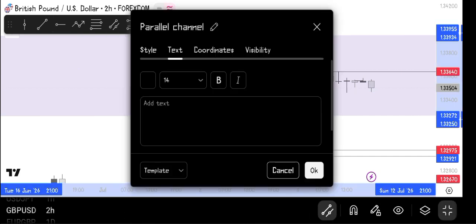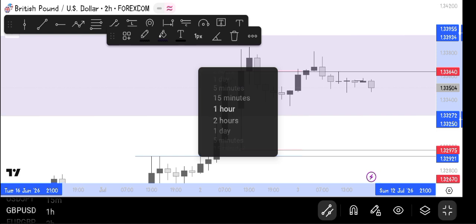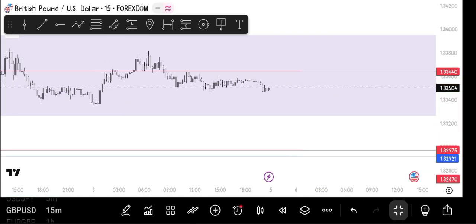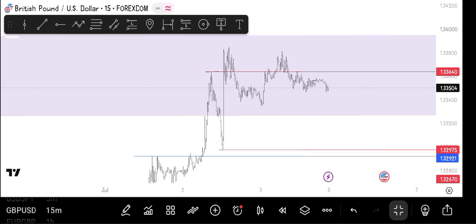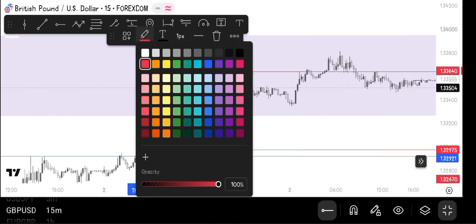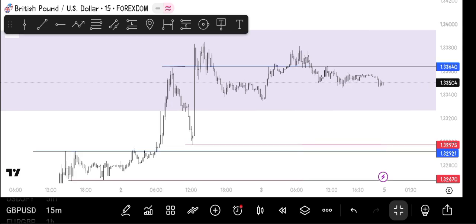If I come to the lower time frame, you can clearly see that I've marked it already, right here. Let me change this to blue so you do not confuse yourself. As you can see, it is what it is.